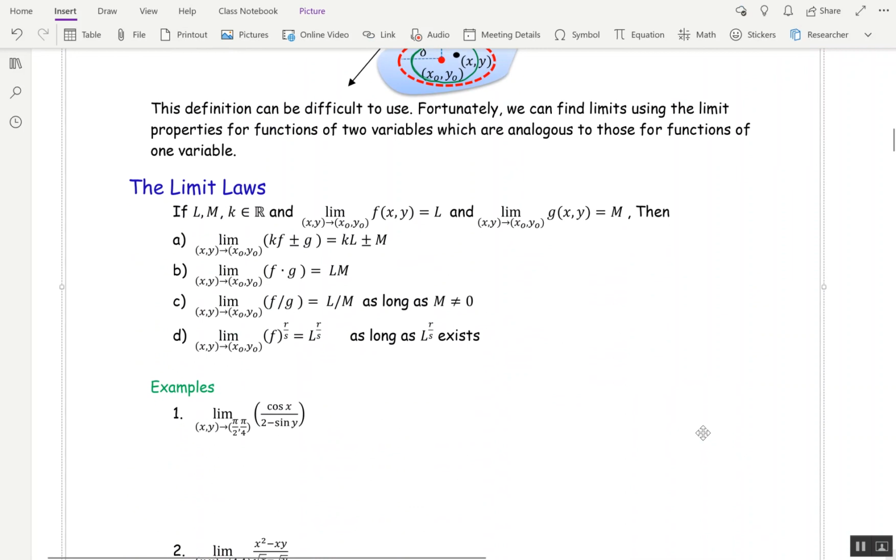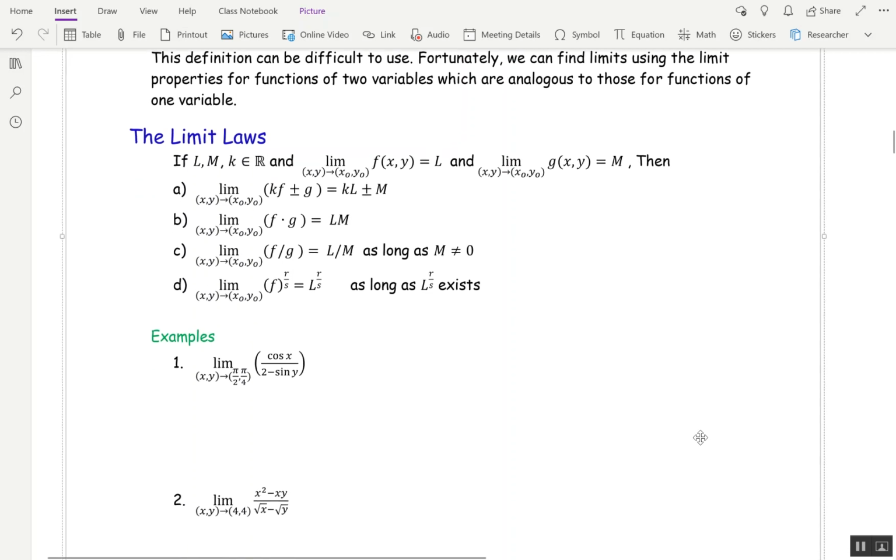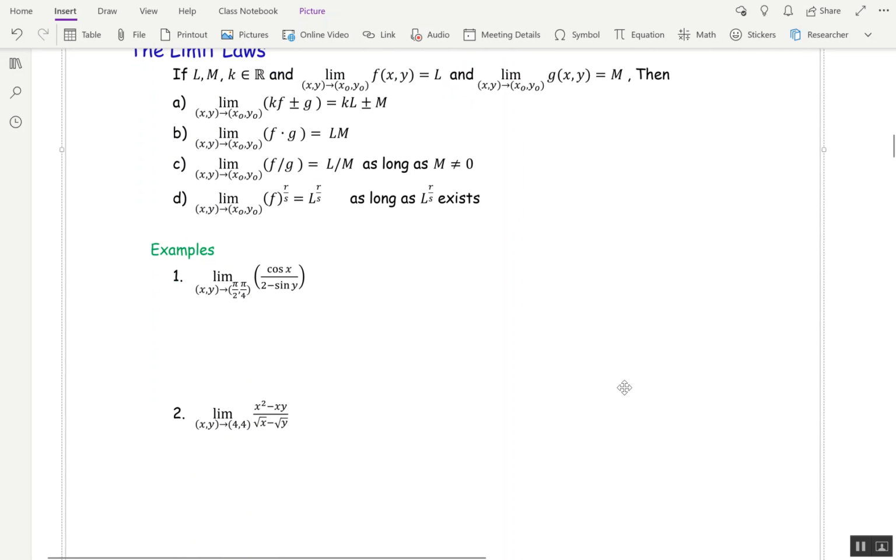Limit laws. Don't memorize these. They're the same limit laws we have for functions of single variables. So let's just see how to use them. Here's our first example. We're going to go to pi over 2, pi over 4, and here's our function. And you know, with trig functions, oftentimes you have to do something fancy, but let's just check and see if anything bad happens, because if nothing bad happens, we can just plug the limit in.